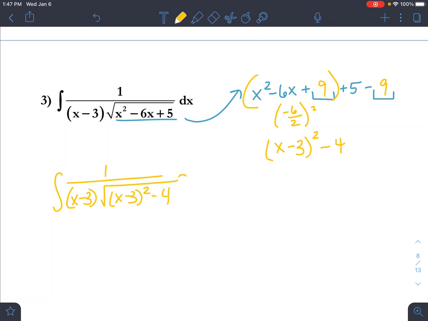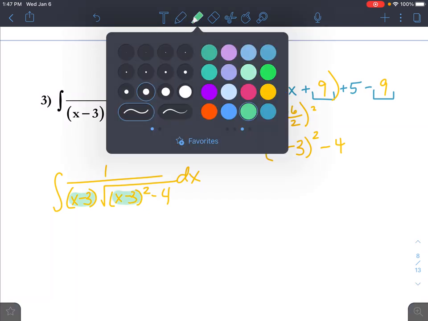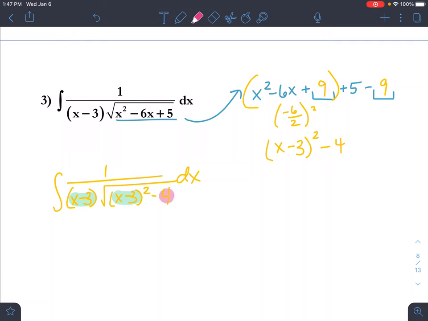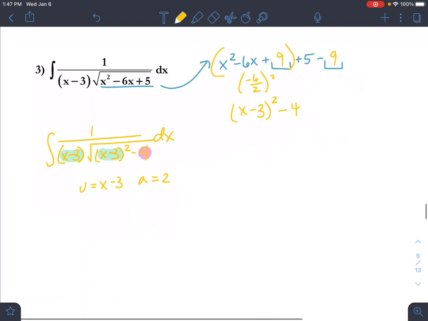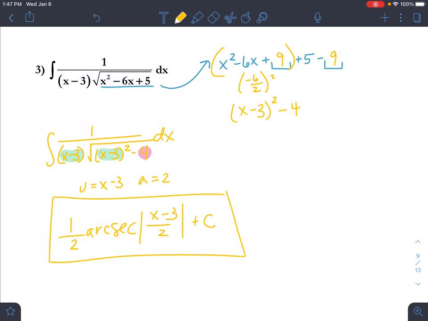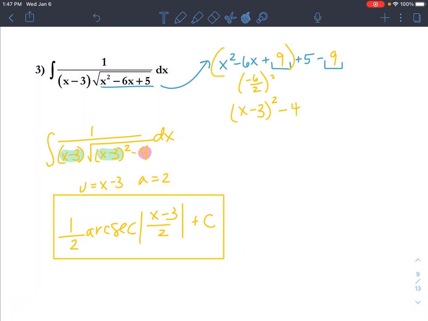And if at any time you want to take a look up at the 3 equations, that's always a nice thing to match up. So we'll notice we have u, and then u squared, u squared, and then we have a squared. So u would be x minus 3, a would be 2, and our formula is 1 over a arcsecant of u over a plus c. All right, so we're done with those. That, again, is integrating using completing the square, and that comes up when we use those 3 inverse trig integrals.